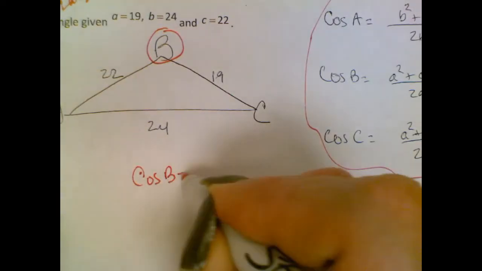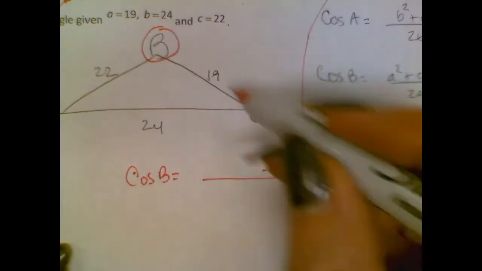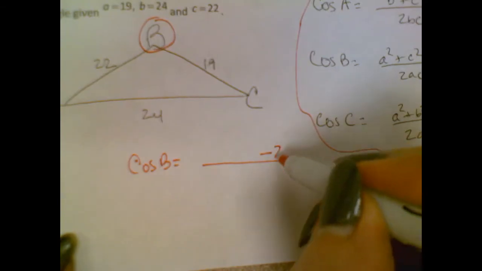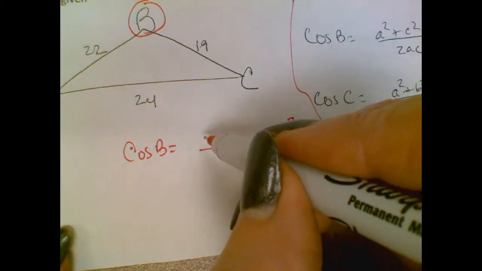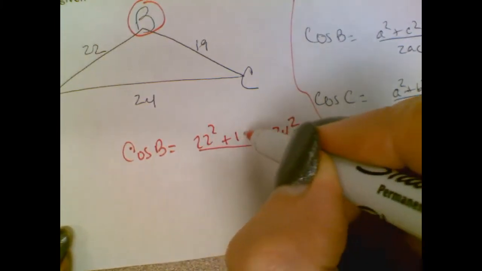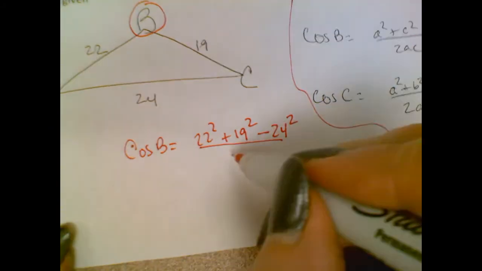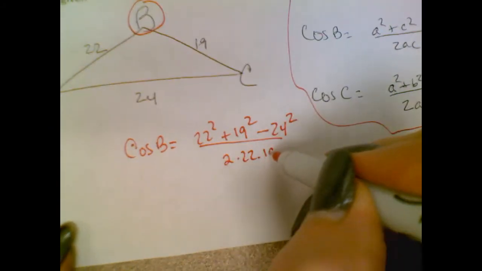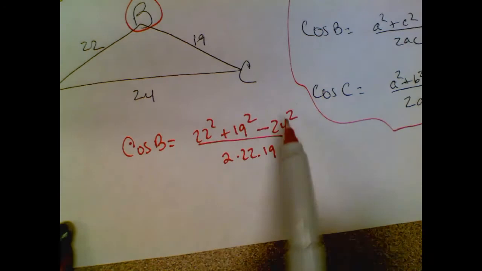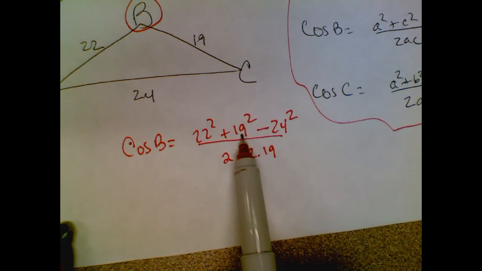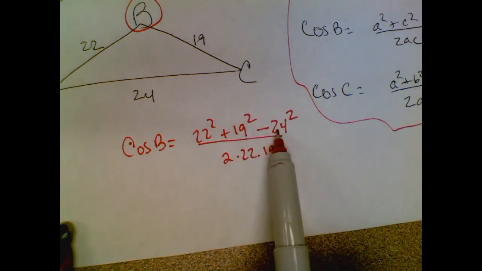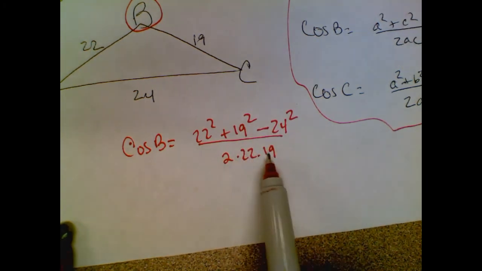So we're going to say cosine B equals, subtract the side opposite B, so you subtract 24 squared. And then you have 22 squared plus 19 squared, over 2 times 22 times 19. These are all the sides. It's basically a squared plus c squared minus b squared over 2 times a times c.